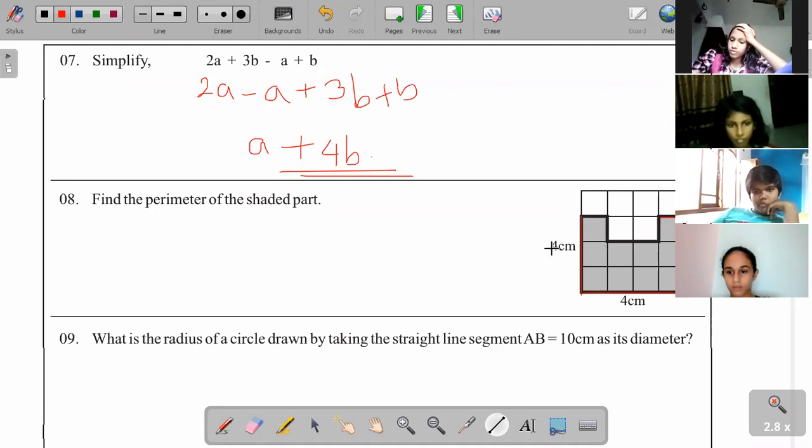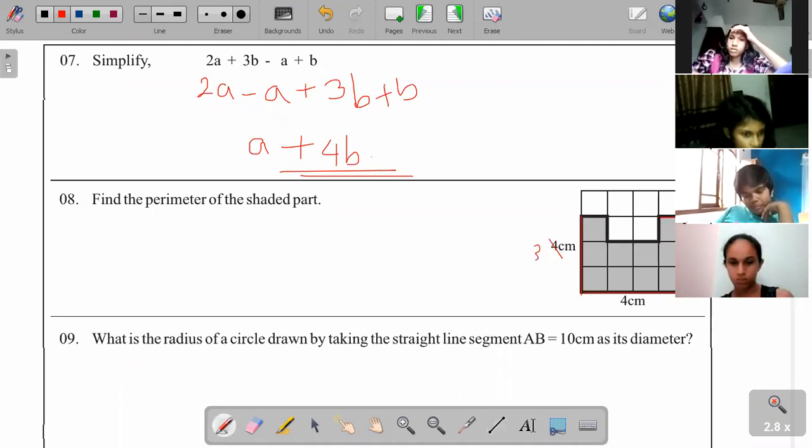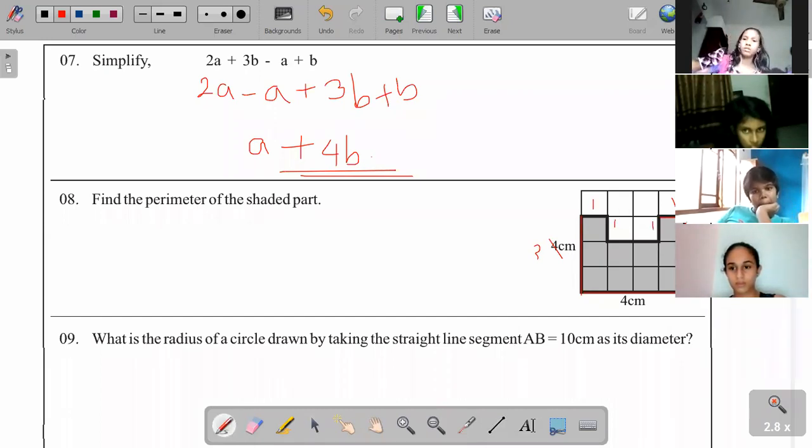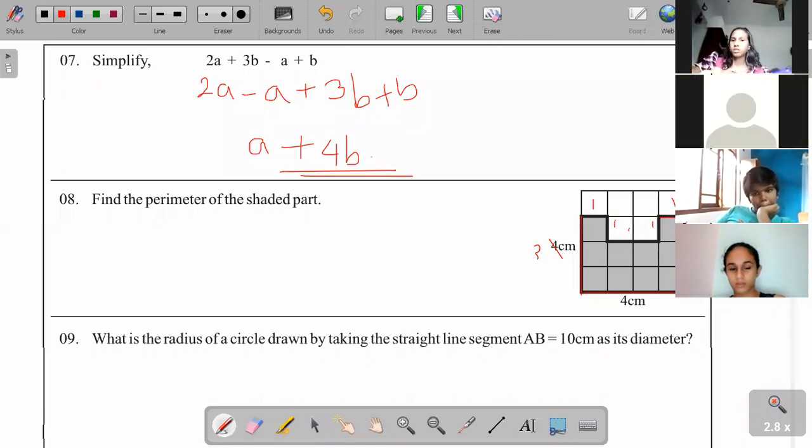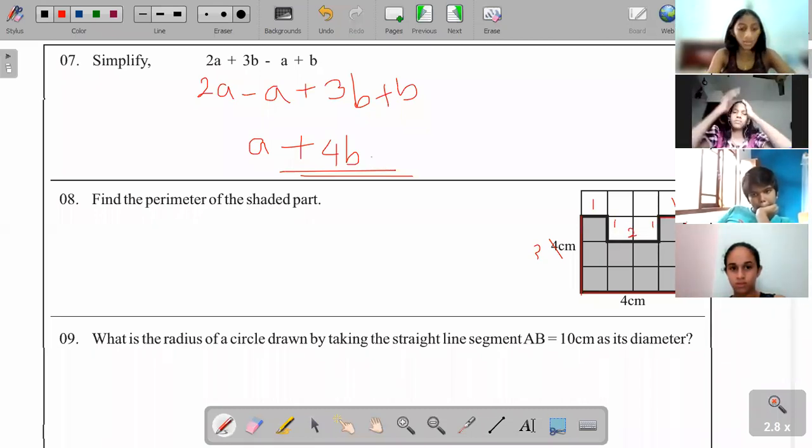This one is not 4 centimeters, okay? It should be 3 centimeters. This one you write down as 3 centimeters. Right. Look at this. This one is 1 centimeter. This one also 1 centimeter. This length also 1. This one 1. This length 2 centimeters. Okay. And this one is 4 centimeters. Sorry, 3 centimeters. No, it is also 3 centimeters.